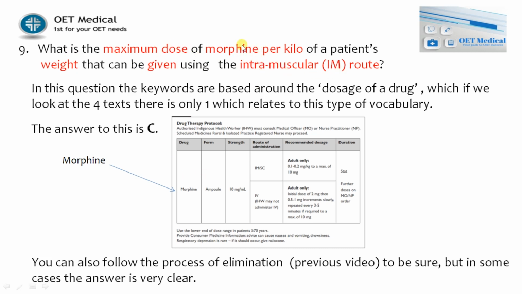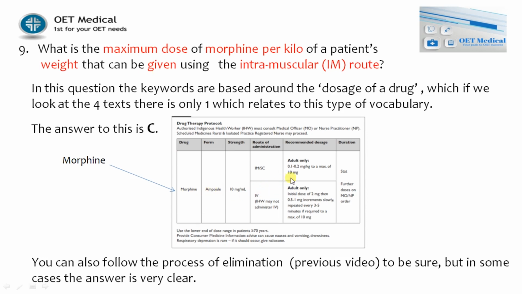So we look. The first thing we have is morphine, because remember, this is the drug chart. This is about the administering of drugs. Route of administration, that gives you a clue. Recommended dosage, that gives you a clue. So, in the question, the keywords are based around the dosage of a drug. So, we know that it is in text C. So we look for this, and we can see morphine. So what is the maximum dose of morphine per kilo?